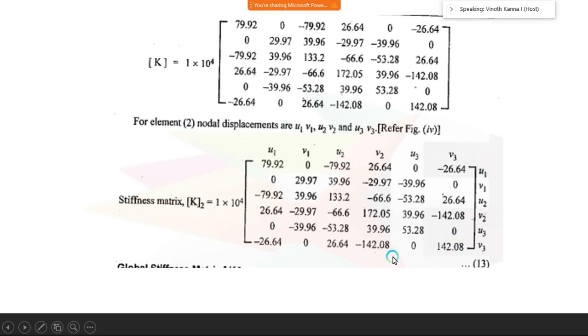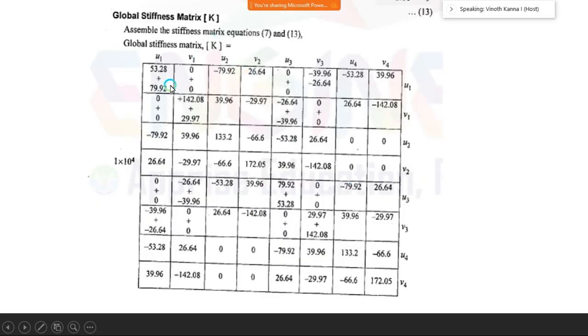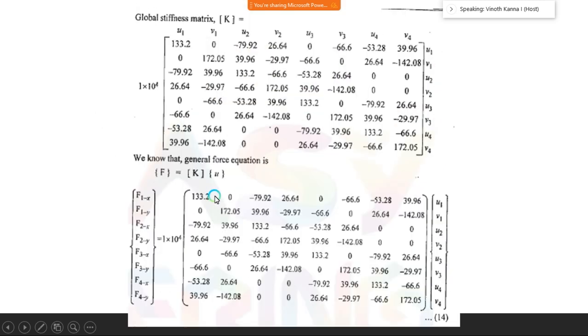Now you go with the global stiffness matrix, that is, for the entire structure you need to find the stiffness matrix. First form one matrix K with U1 V1, U2 V2, U3 V3, U4 V4 marked. Wherever you have the U1 value, just add, and you find the global stiffness matrix, an 8 cross 8 matrix. That is your final global stiffness matrix, the answer you have to write.